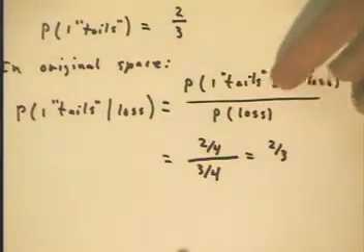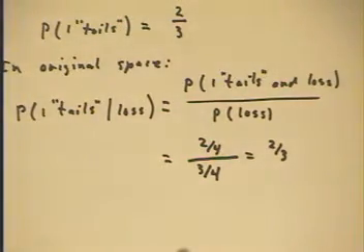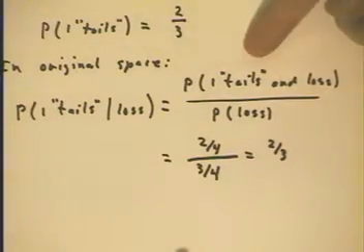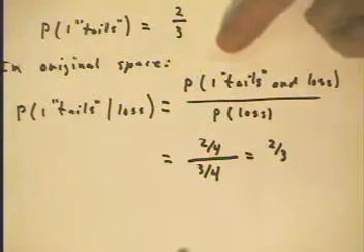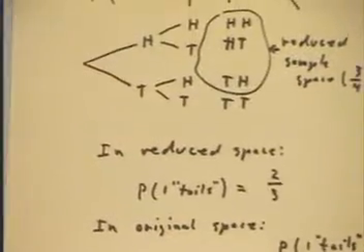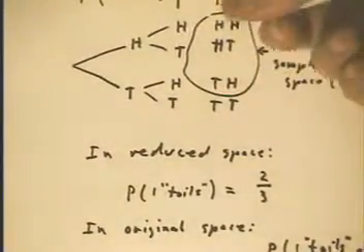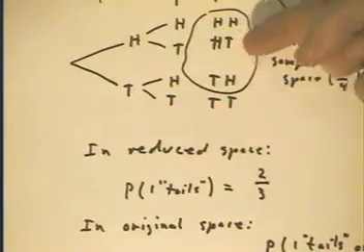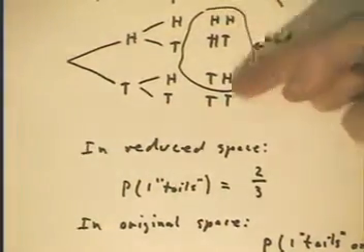Now, what's the probability of 1 tails and a loss? Well, how many ways can you lose getting 1 tails? Any way you get 1 tails, you're going to lose. So the probability is 2 out of 4. There are 2 ways to get 1 tails out of the 4 outcomes in the sample space. Again, we're looking at the original space, the whole sample space. So the probability of 1 tails and a loss is 2 out of 4. If we look up at the sample space, there's a tails and a loss, there's a tails and a loss. That's 2 out of the 4.